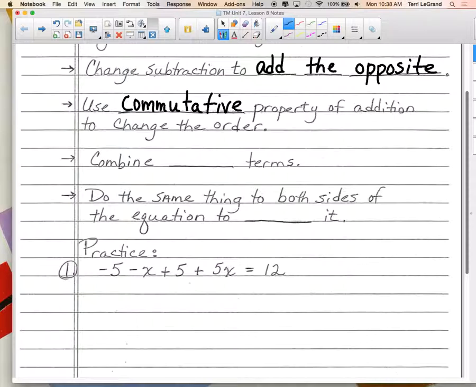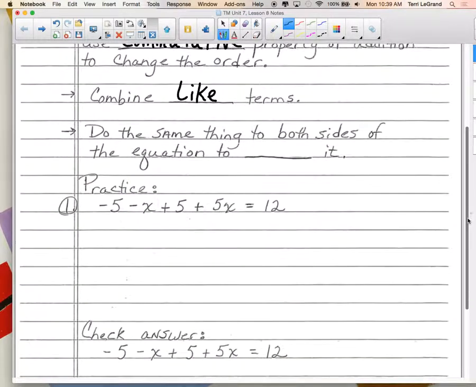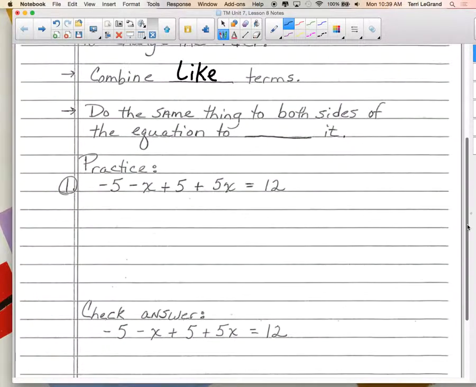And the reason we're going to change some order around is so we can put together terms that we call like terms so that we can combine them. So our next step is, if there are any like terms on one side of the equation, we're going to add them together, because we'll have an addition problem from our first step. Everything will be addition. We'll use the commutative property to change up the order if we need to. We'll put together like terms, and now we will be ready to solve.